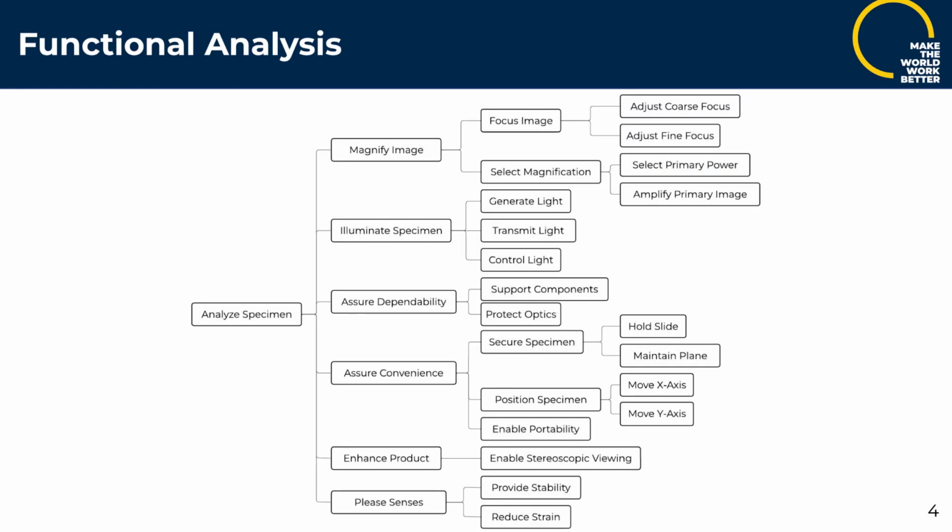The main function for the microscope in the FAST diagram is to analyze the specimen of interest. The basic functions are to magnify the image and illuminate the specimen. From this, it includes focusing the image with coarse and fine adjustments and selecting the magnification. And then for illuminating, the product needs to generate, transmit, and control the light. The supporting functions are assure dependability, assure convenience, enhance product, and please senses, which are branched out into further functions.